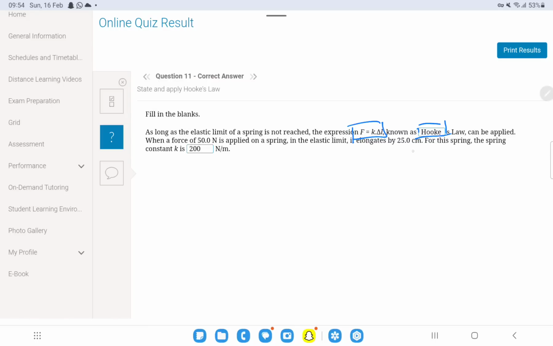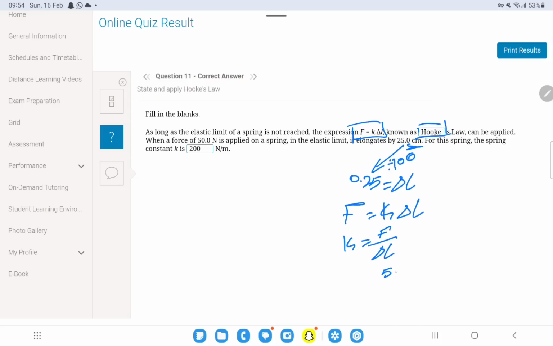Here they gave us the extension in centimeters, we want it in meters, so we divide by 100. So 0.25 equals delta L. And they gave us the law already, F equals K delta L. So K is F over delta L. F is 50 and delta L is 0.25. You put it in your calculator, you get 200 newtons per meter.